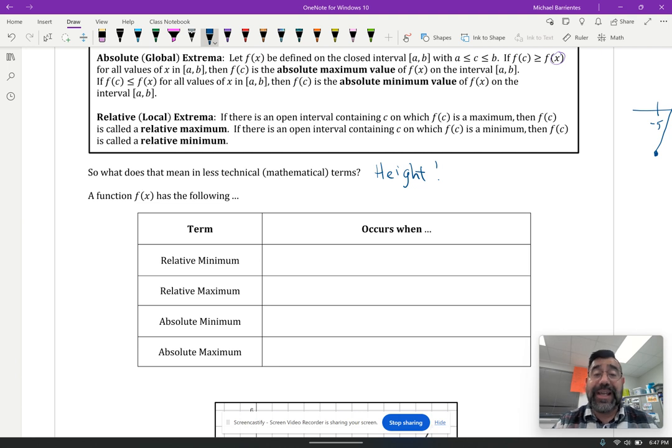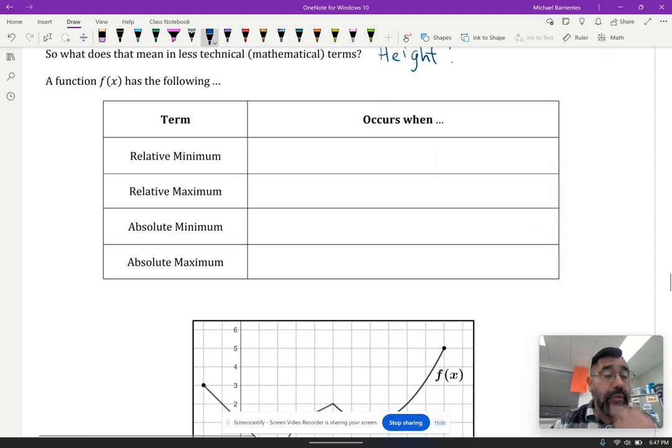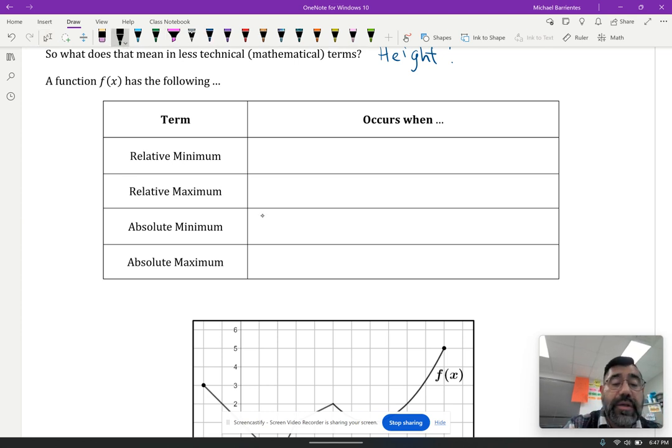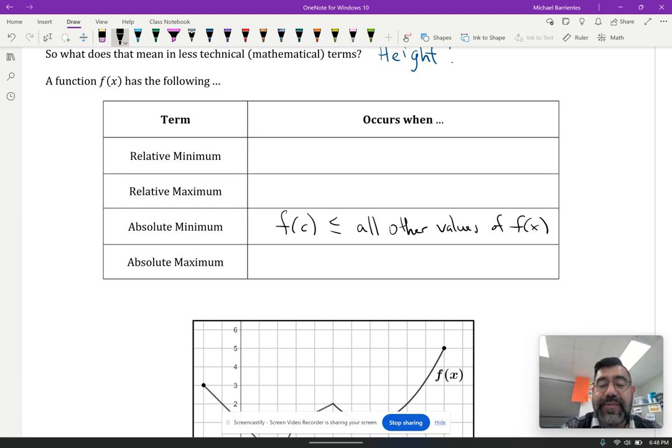It could occur at different x values, or in the case of the height, it could occur with different people, but there's still only one maximum height. And so, bringing it back to what we've been talking about, the absolute minimum occurs for f of c as long as it's less than or equal to all other values. I said it, I didn't write it. All other values of f of x, right?